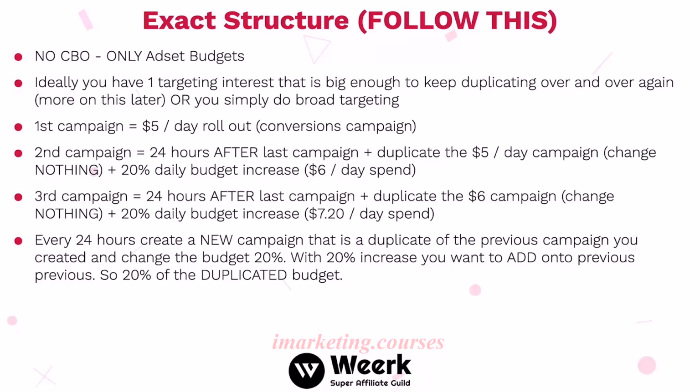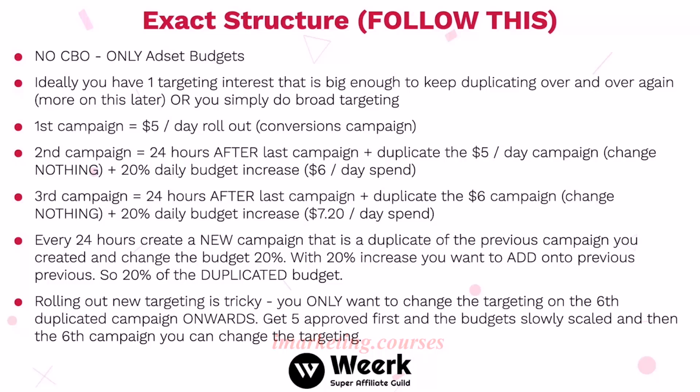So with the 20% increase, you want to add onto previous budgets. So 20% of the duplicated budget, whatever it is. So right over here, the third campaign, if you duplicate it again for a fourth campaign, you're going to take 20% of $7.20, and then whatever that number is, add it onto $7.20, and that total will be your fourth campaign daily budget.